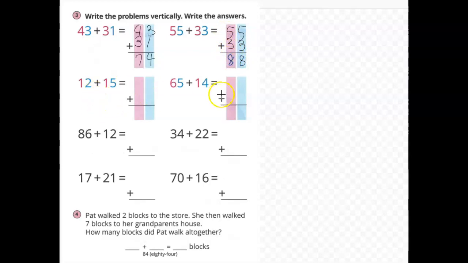Now go ahead and do these two that are colored by yourself, and then meet me back when you're ready for this one right here. Don't do this one without me. Just do these two problems and then meet me back. Push pause and then meet me back.